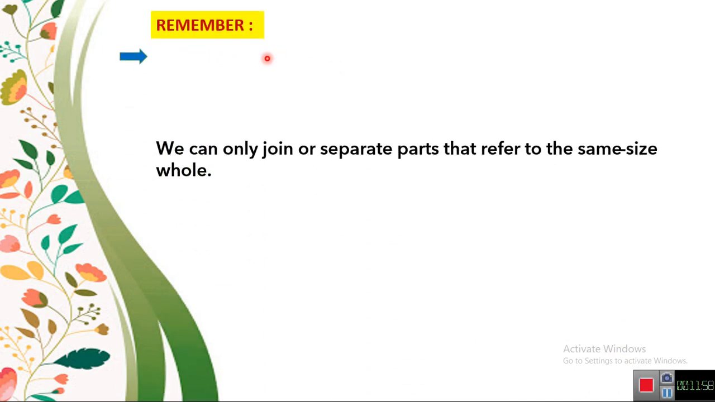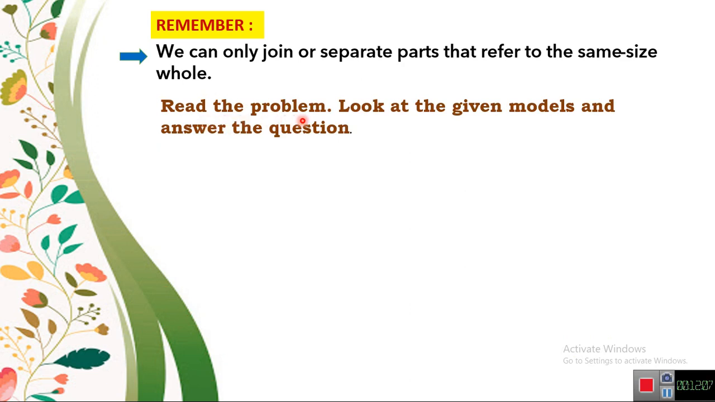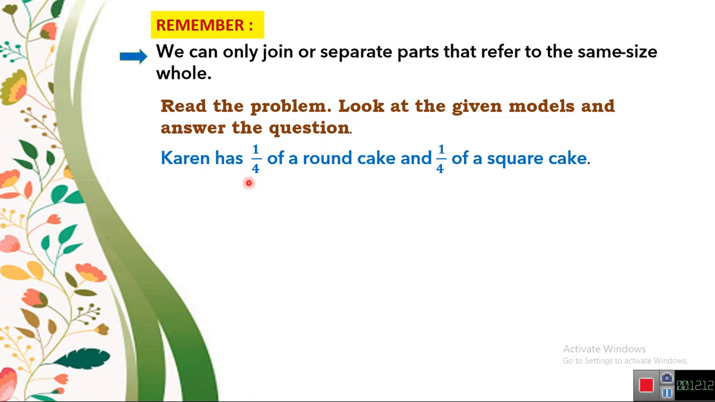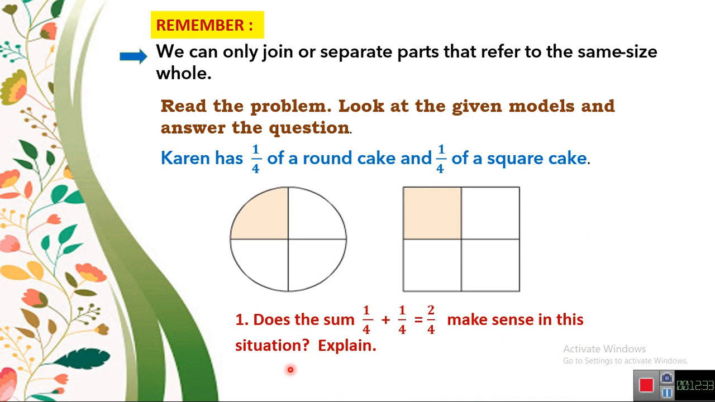Remember, we can only join or separate parts that refer to the same size whole. Let's read the problem, look at the given models and answer the question. Karen has 1/4 of a round cake and 1/4 of a square cake. Let's see how the cake looks like. This is 1/4 of a round cake and this is 1/4 piece of a square cake. Let's see the question that follows this model. Does the sum 1/4 plus 1/4 equals 2/4 make sense in this situation?